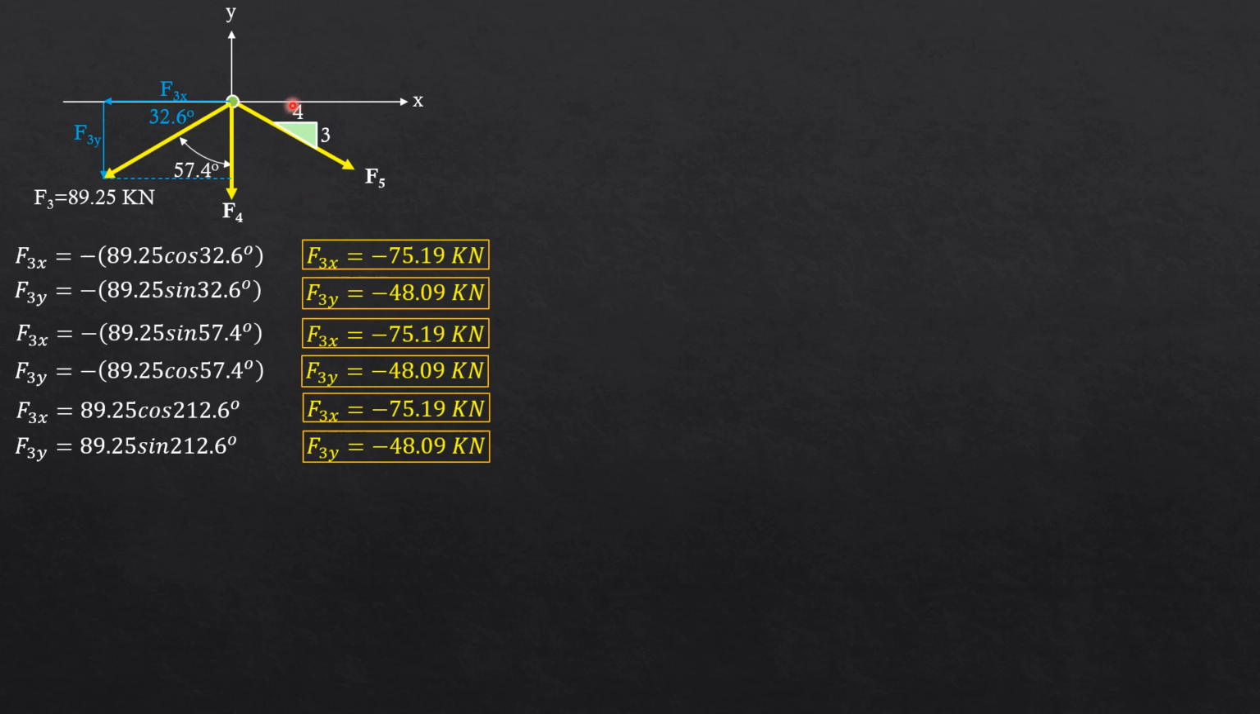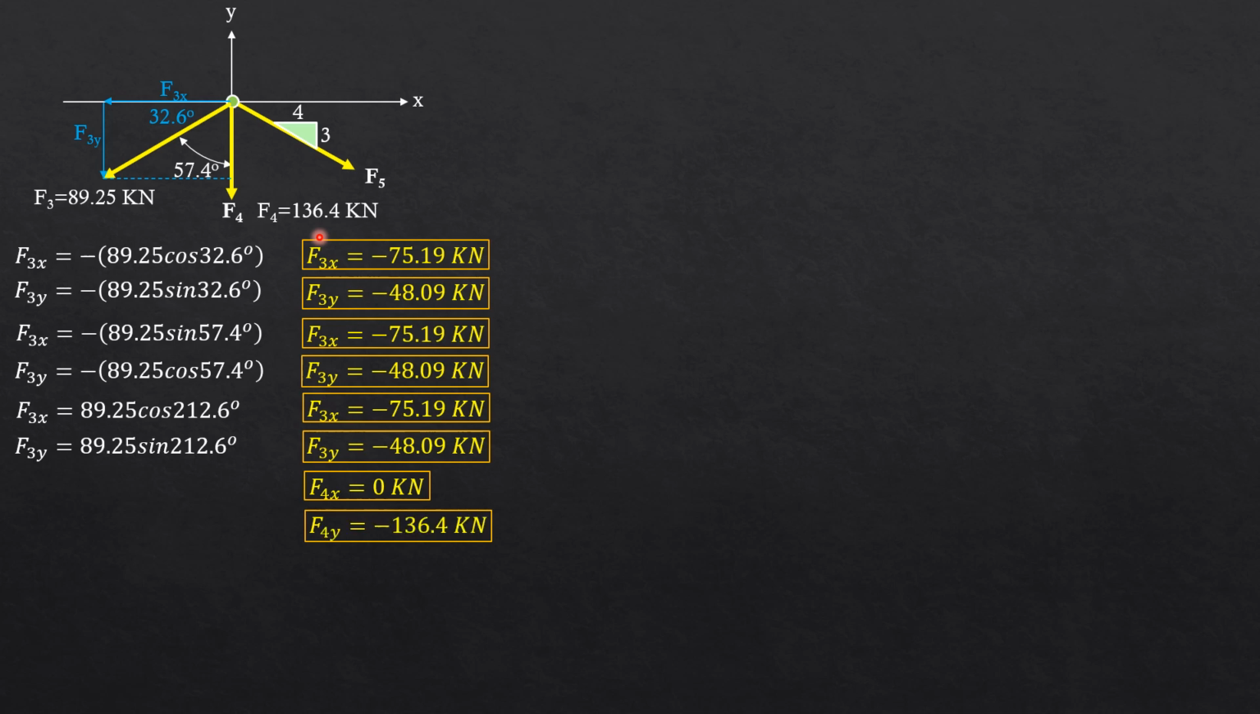So the angle, if it is expressed in terms of negative angle, it is negative 147.4. Then for F4x, since F4 is directed downward, there's no movement horizontally. F4x is 0. The magnitude is 136.4. So F4x is 0. By just looking at the figure, there's no movement horizontally. F4, because it is purely downward, is negative 136.4 for F4y.